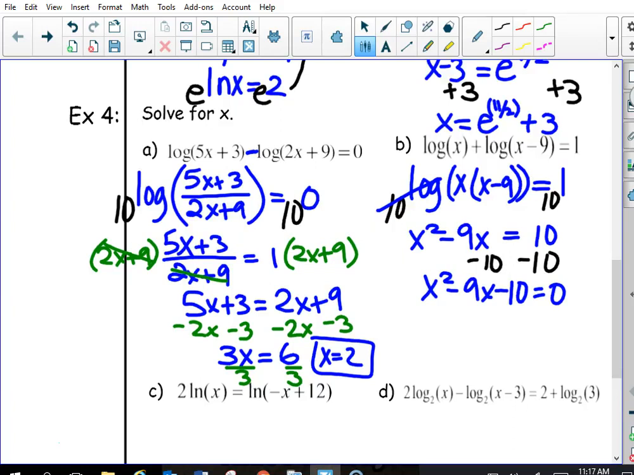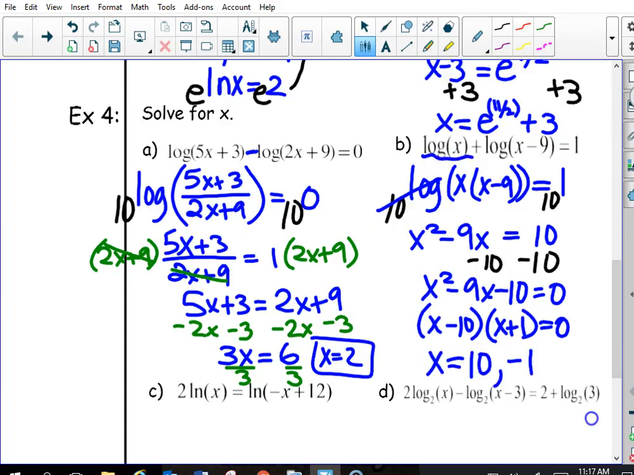So I had 2 numbers that multiply to give me 10 and add or subtract to give me 9. That's going to be x minus 10, x plus 1 equals 0. And I get 2 possible solutions, x equals 10 or negative 1. But negative 1 will not work when I plug it into the first term in my equation. It's outside of the domain. Remember, we can't put a negative into a logarithm. So that one's canceled, and I only have one solution.